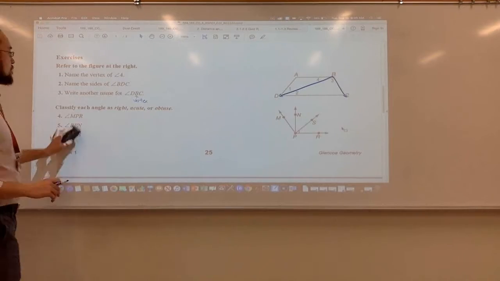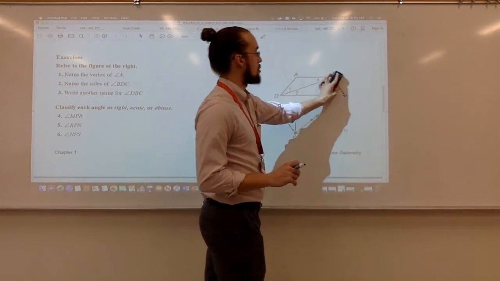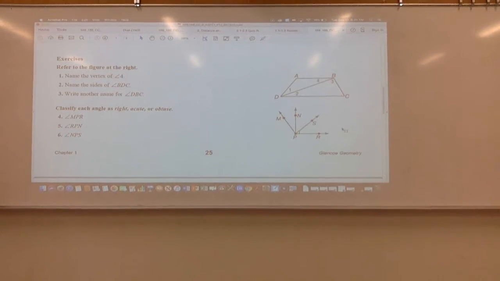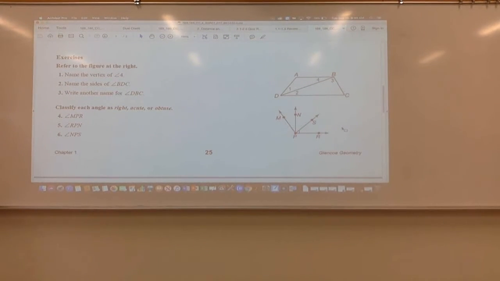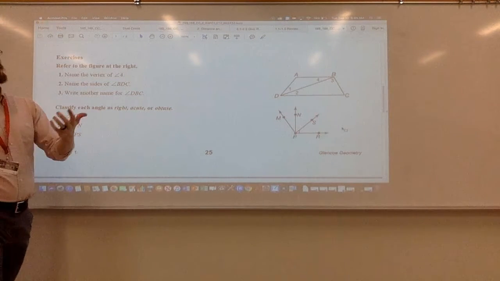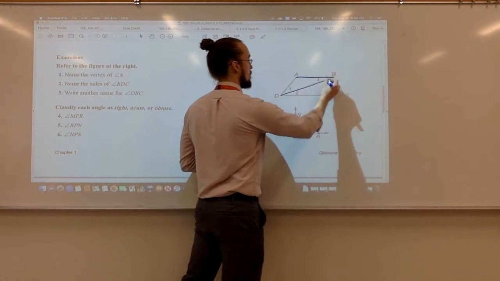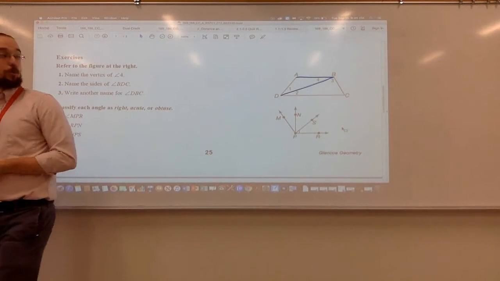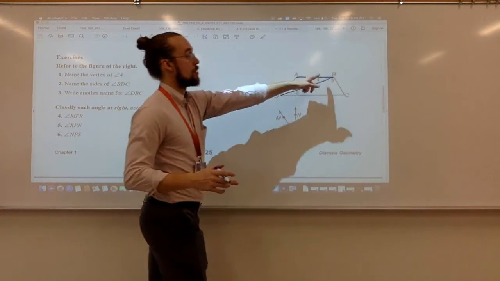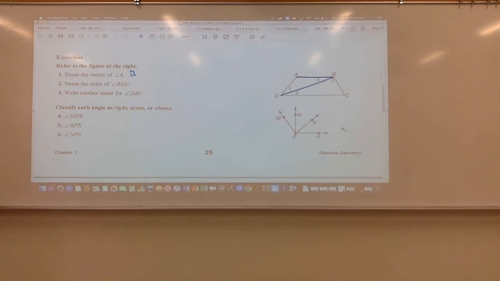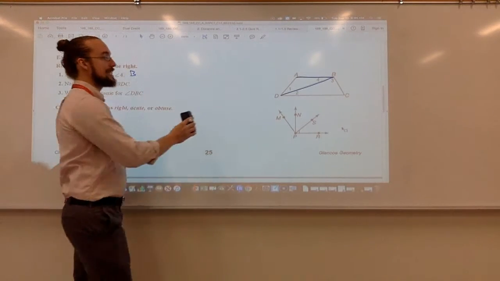All right. It looks like we're about done here. So let's take a look at these together. For number one, the vertex of angle 4. Angle 4 would be that angle. So the vertex is B, right? Just point B. We're not saying angle B. We're just saying the vertex is a point. So point B.